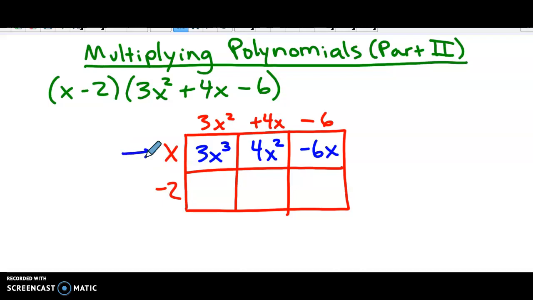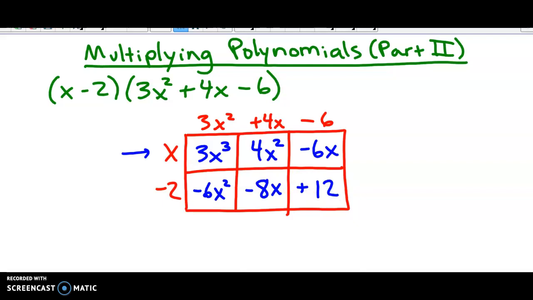Now I'm going to multiply all 3 of those top values by negative 2. So negative 2 times 3x squared is negative 6x squared. Negative 2 times 4x is negative 8x. And negative 2 times negative 6 is a positive 12.